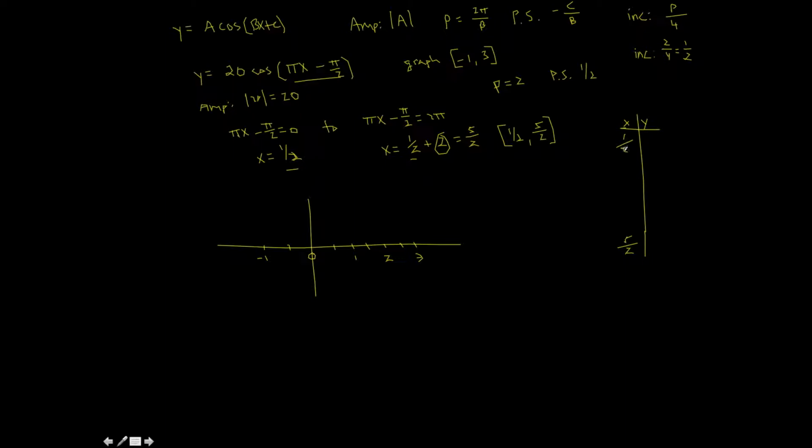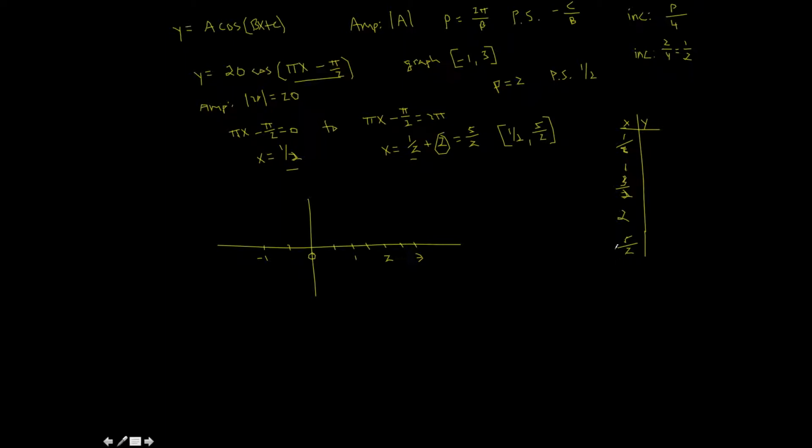So if my increment's 1/2, then I'm going to add 1/2 and get 1. Add another half and get 3 over 2. I'm going to add another half and get 4 over 2, which is 2. And then I'm going to add another half and get 5 over 2. So you see how I'm doing that. I'm just adding 1/2 to each of the numbers in the x value to increase my increment.